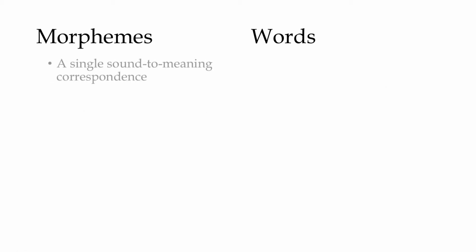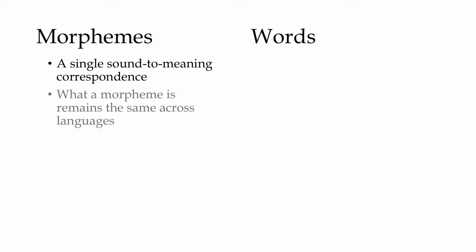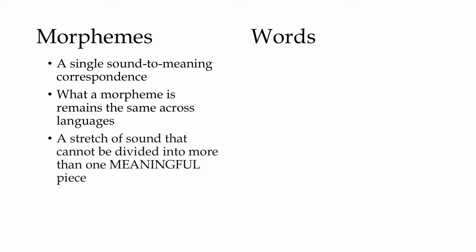So morphemes are a single sound to meaning correspondence. It could be a single sound, it could be a stretch of sounds, but that group of sounds, that sort of noise that I could pick up with a microphone, has a predictable, clear meaning. The definition of a morpheme remains the same from language to language. Every human language is made of morphemes. It's a stretch of sound that cannot be divided into more than one meaningful piece.